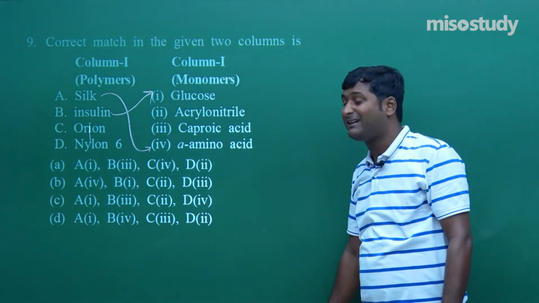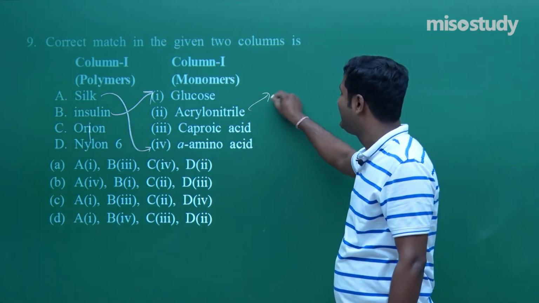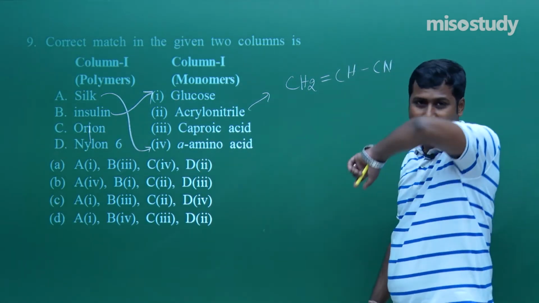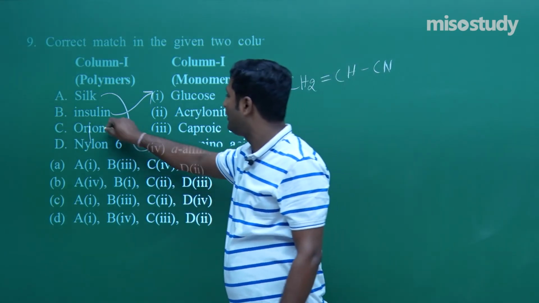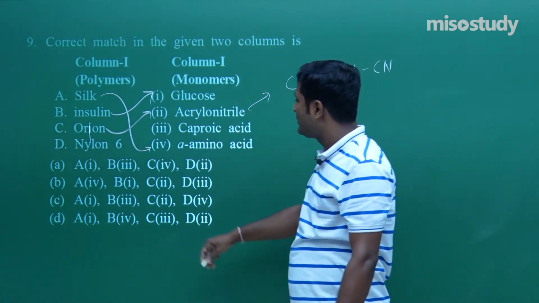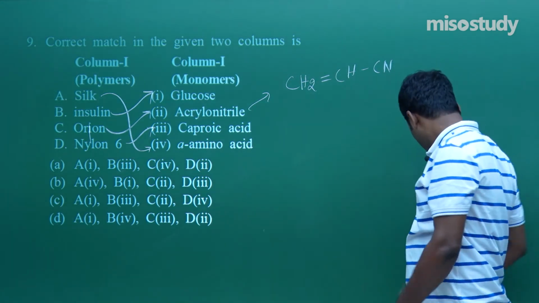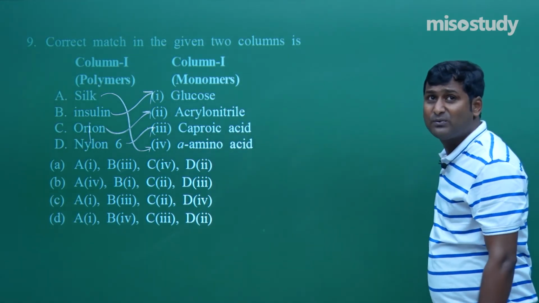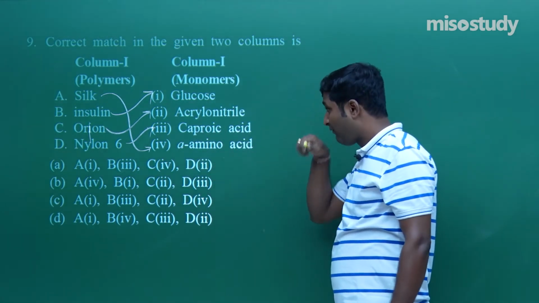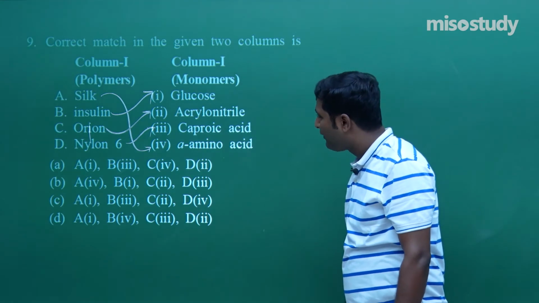And for Orlon, it is acrylonitrile. Remember this. What is acrylonitrile? CH2=CH-CN. This one is acrylonitrile, so for Orlon, this is the correct option. And for nylon 2 and nylon 6, which is the correct option? That is caproic acid. Now check which one is the correct option for this question. For A, that is 4. For B, this one is 1. For C, that is 2. For D, that is 3.